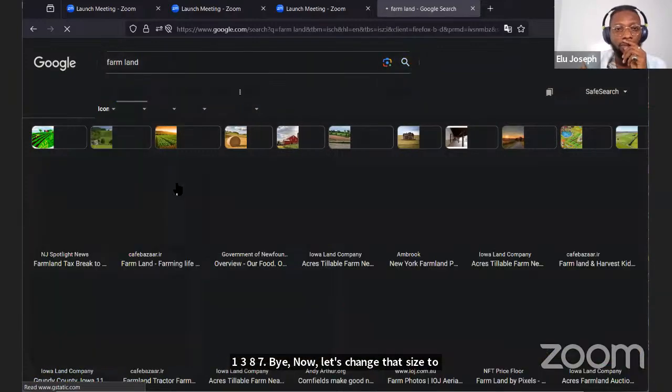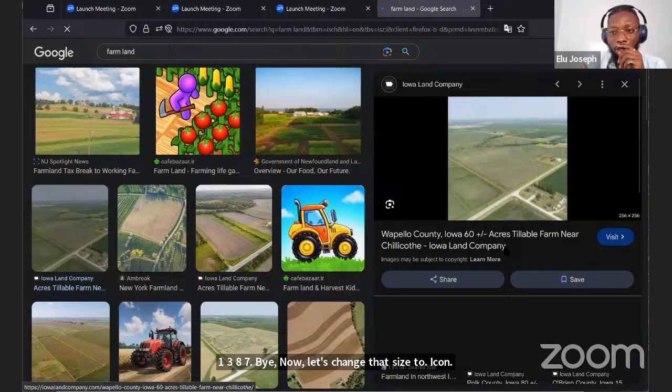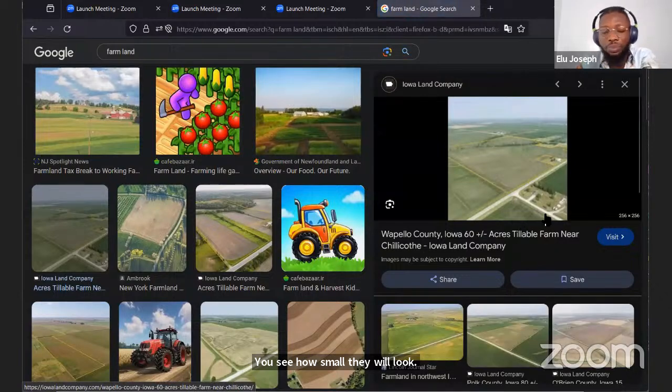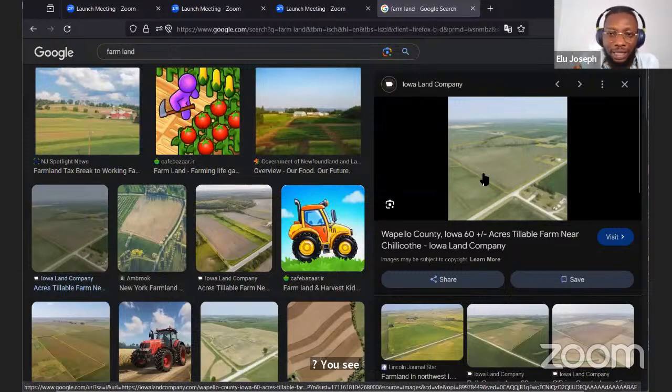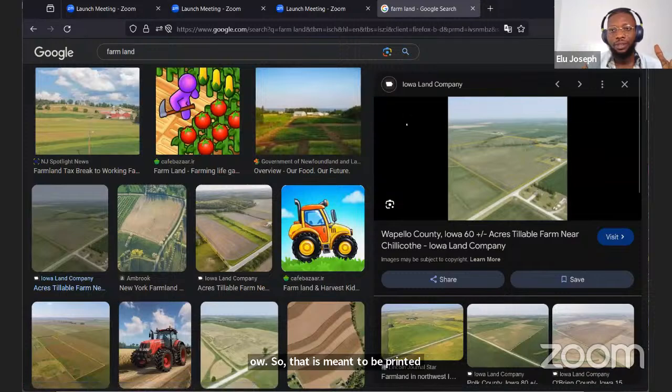Now let's change that size to icon. You see how small they will look. See, 256 by 256. You see how small it is now. So imagine carrying a 256 by 256 pixel image for a design that is meant to be printed. It's going to be so blurry, you would even detest seeing it. So you see why quality is important, right?